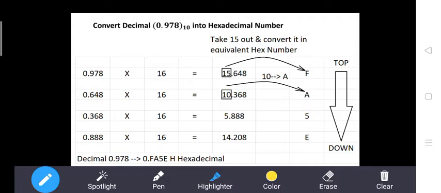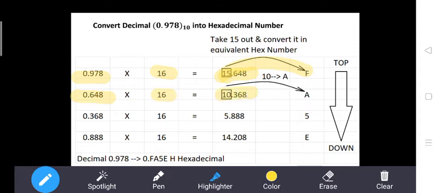Next, 0.978 decimal to hexadecimal conversion. So I take 0.978 multiplied by 16. My answer is 15.648. I take 15 out, but in hex 15 is equivalent to F. So instead of writing 15, I write F. I take the remaining part 0.648, again multiplied by 16.